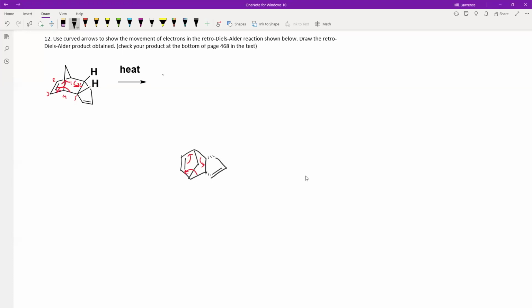And end result, you end up with these 5 carbons here. Retro Diels-Alders can be a little bit hard to see. Plus the other 5 carbon atoms. That is not a 5-membered ring. Like so. So this is just the Diels-Alder adduct formed from cyclopentadiene reacting with itself.